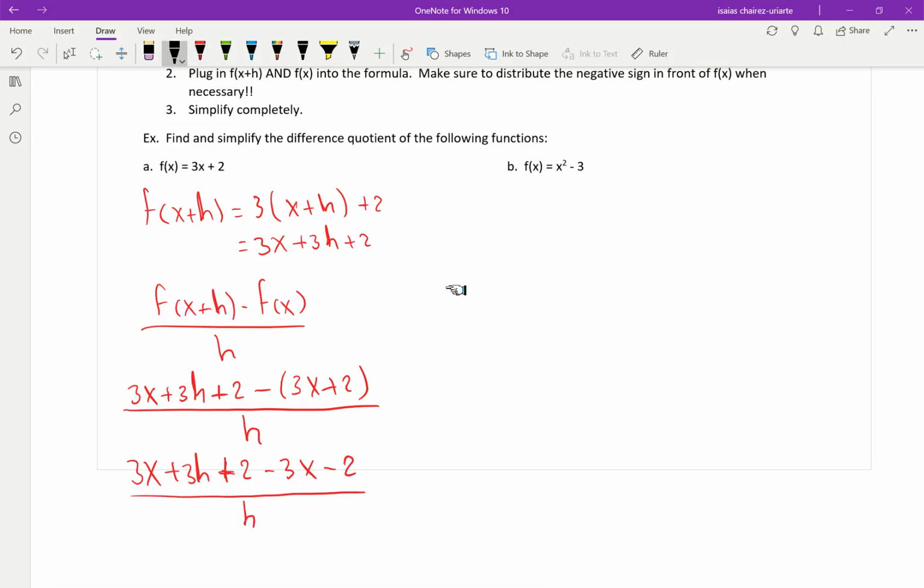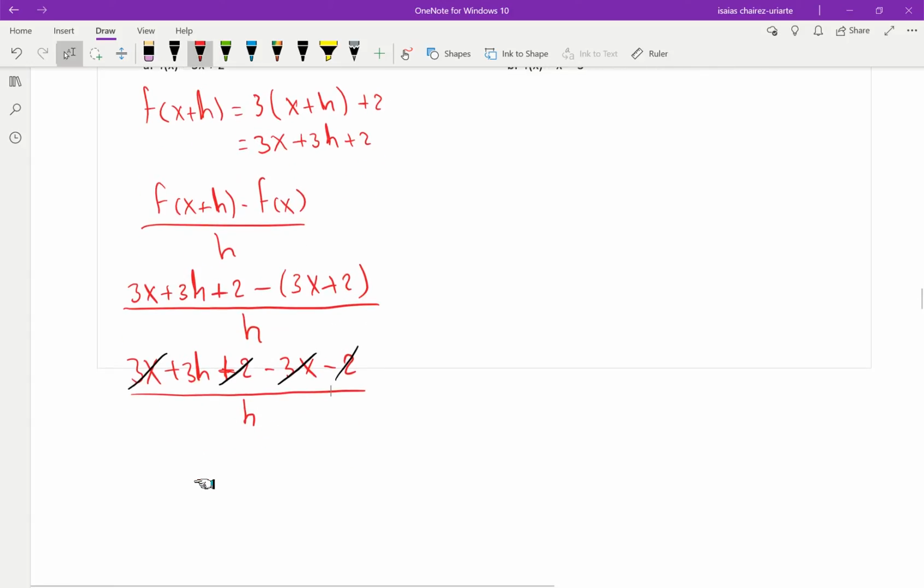And if you did this correctly, what ends up happening is that all the things with x or x squared, all the constants sort of cancel each other out, and only the things that have h remain. Things with h, or maybe x times h, or maybe x squared times h, but they should have h involved. Okay, so we're almost done.